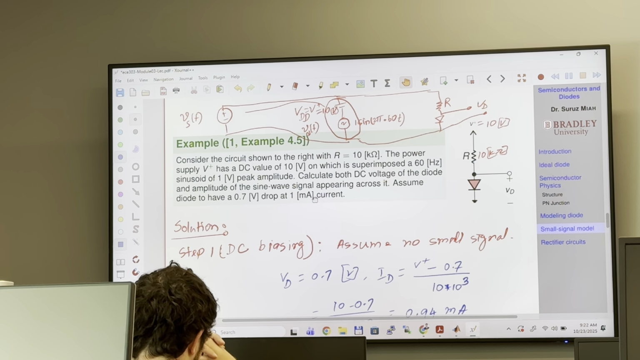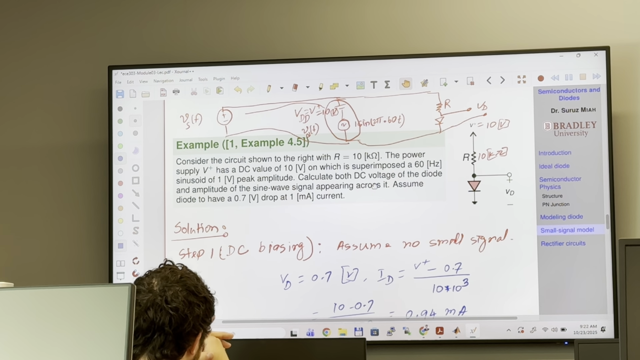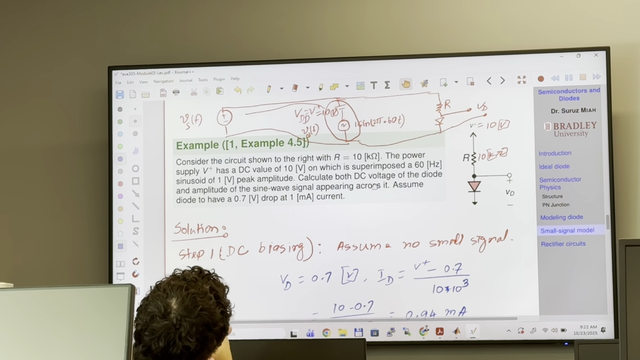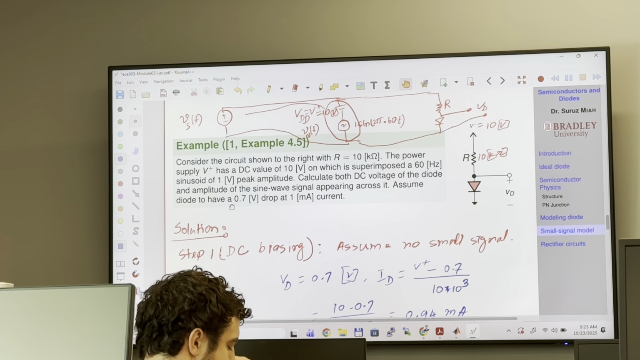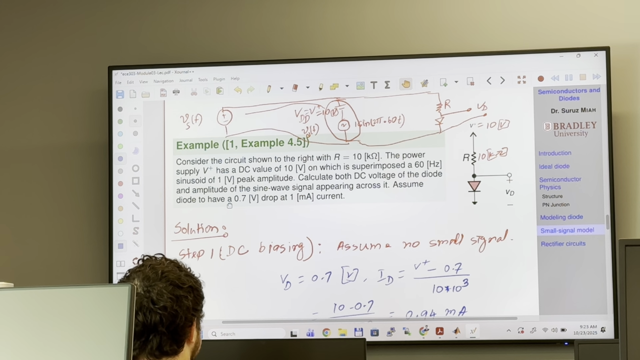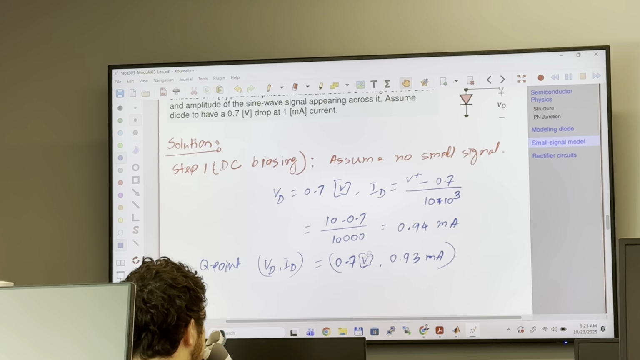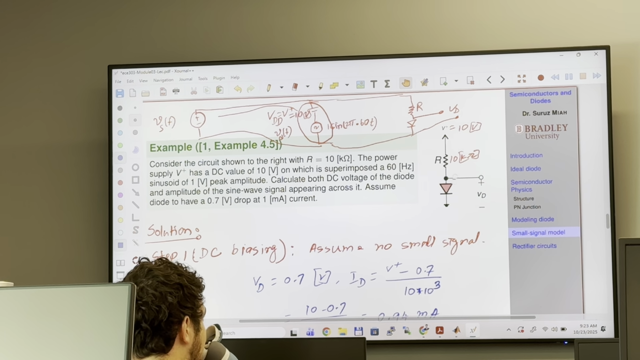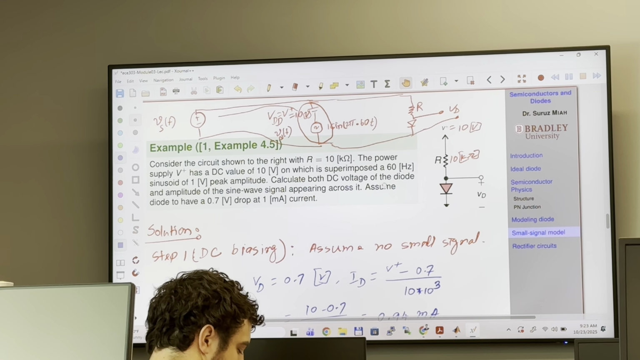And if the current is even more, it is going to be exponential, so you don't see much change in the voltage. So it is the specification: at 1 milliampere current, it is 0.7. Some current has to flow through it because of forward bias. So now we have VD and ID for this circuit, because you apply an external DC voltage source.